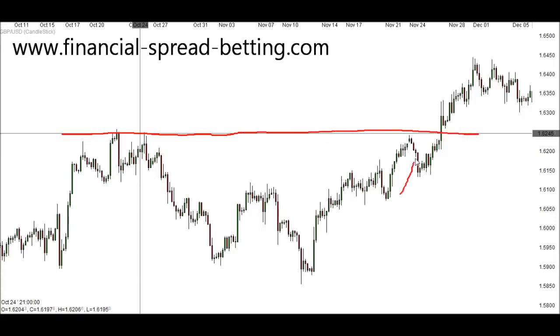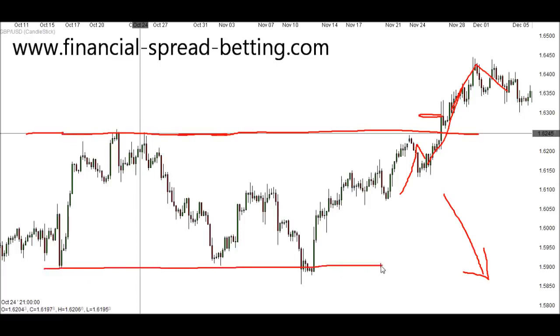Here's our resistance area. Price came up, it looked like it could have gone back down to the support area, but went for another push. We had a big candle close above this resistance area, and price is no longer in this range between this area and this area of the market.